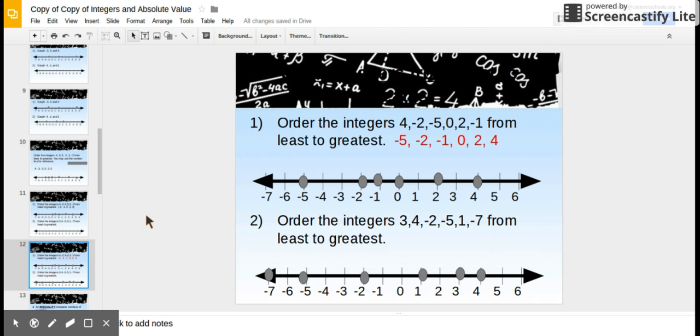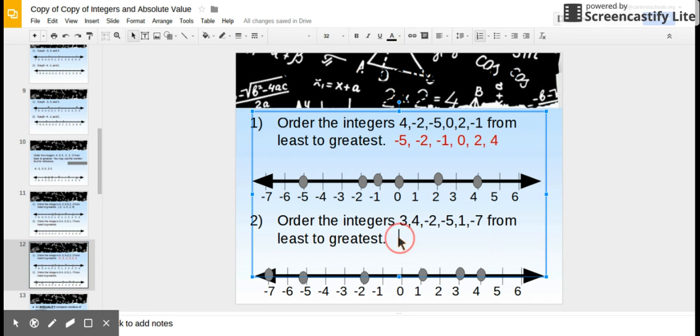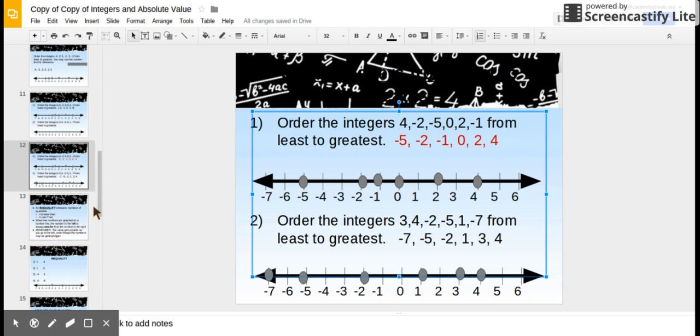All right, well, I already graphed the integers, so now we're going to order them. So I have 3, 4, -2, -5, 1, -7. So from left to right on the number line, -7 comes first, then -5, then -2, then 1, then 3, and then 4. Simple enough.